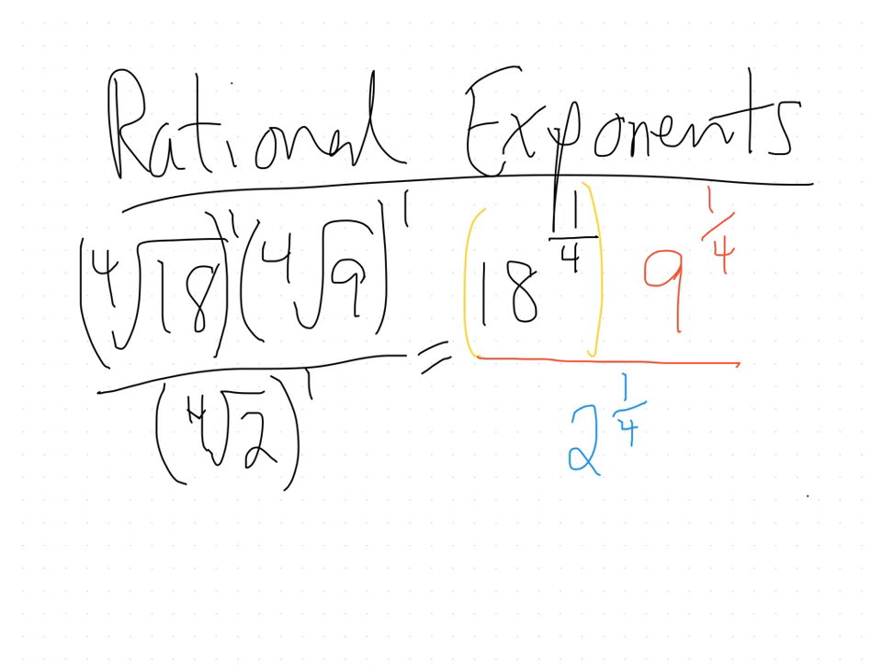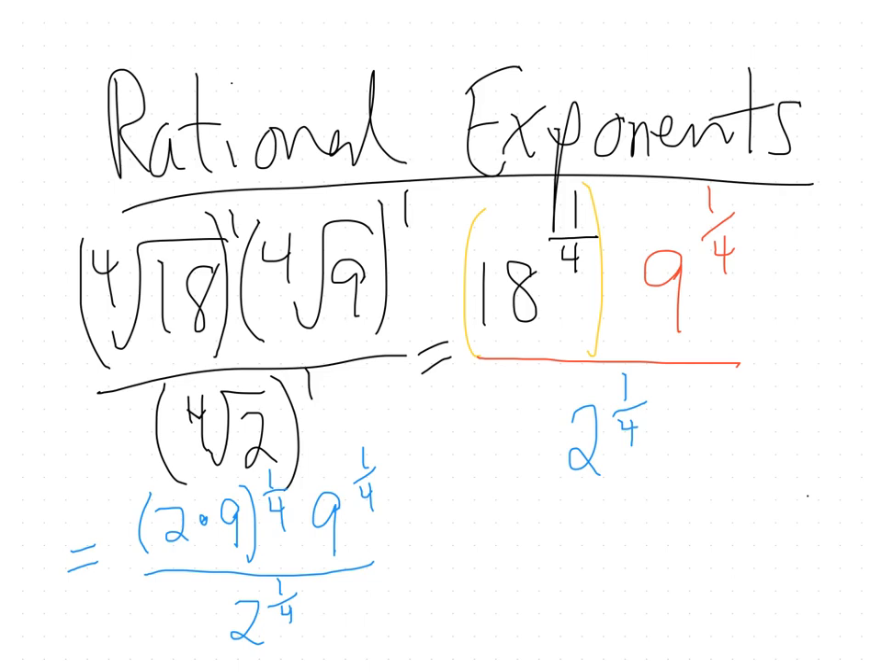Our next step is to take base 18 and let's open that up. Let's expand it. Let's factor 18 as 2 times 9. So that base 18, which is 2 times 9, is all to the exponent 1 over 4. We still have the other base 9 to the exponent 1 over 4, and it is all still being divided by 2 to the exponent 1 over 4.